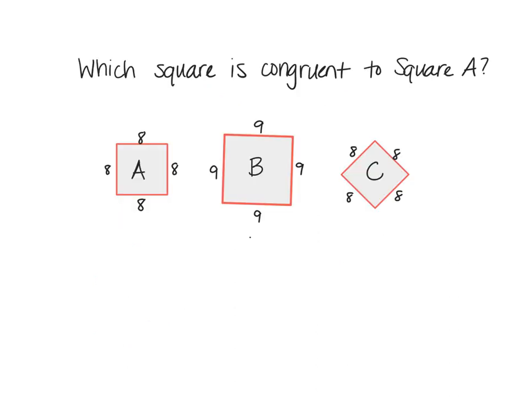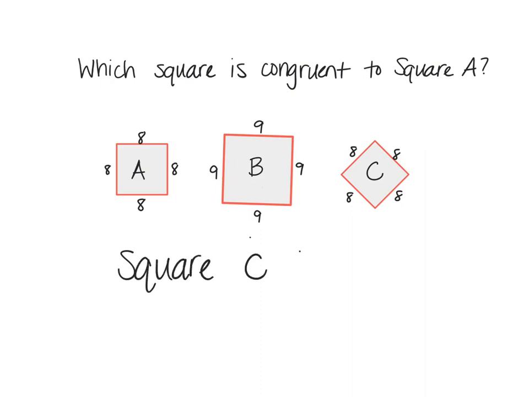Now, let's look at this question. Which square is congruent to square A? So this one shouldn't be very difficult at all. Square A is right here. Okay, notice that all of the sides are 8 units long. So to pick the one that is congruent, we need to pick the one that is the exact same size. Well, square B is not the same size because they're all 9 units long. So that leaves us with square C.